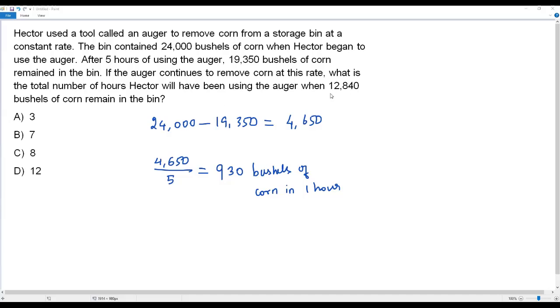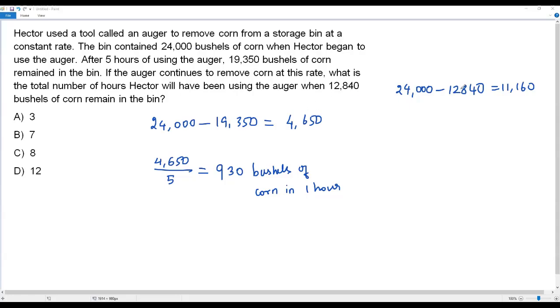So that will have 12,840 bushels of corn remaining in the bin from the initial stage. For that, we have to find the number of bushels of corn to be removed from the initial value 24,000 so that we'll have 12,840 bushels remaining in the bin. For that, we have to subtract 12,840 from the initial value 24,000. So let me do it. 24,000 minus 12,840. When I do so, I'm getting 11,160. So the auger has to remove 11,160 bushels of corn from the initial value 24,000 so that I will have 12,840 bushels of corn remaining in the bin.